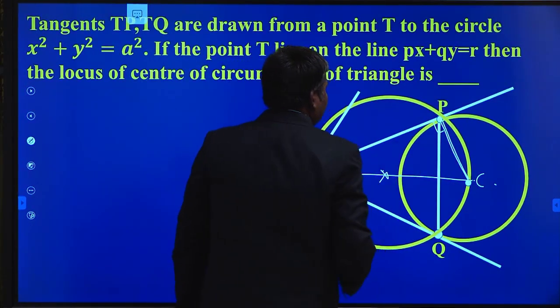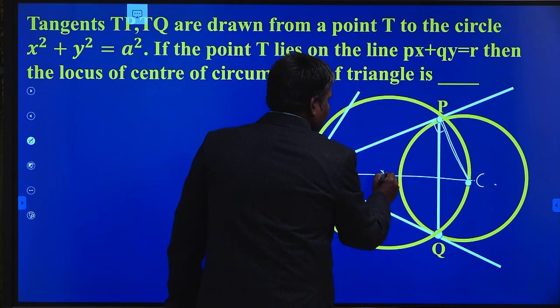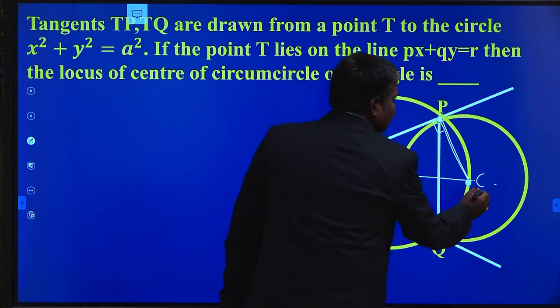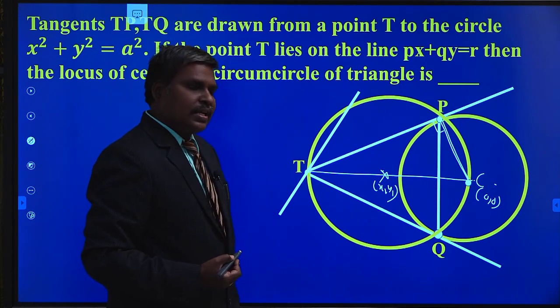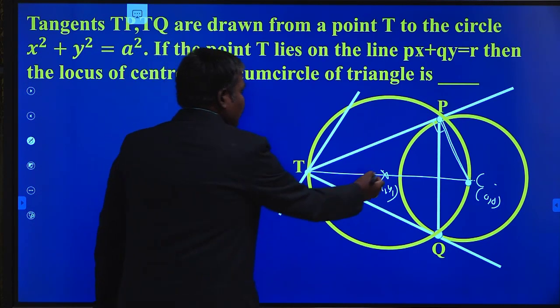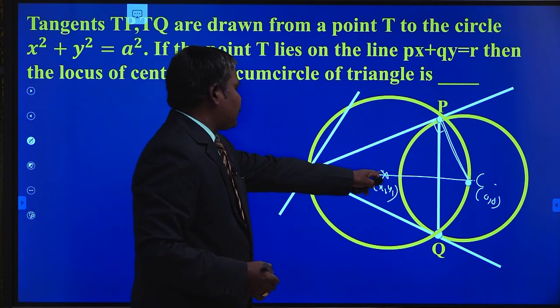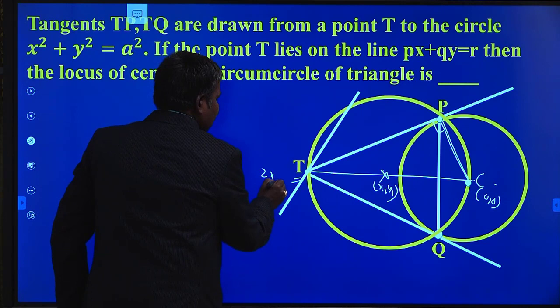So, this is the midpoint. What is my point? Suppose this is the locus point, say x1 comma y1. This is the center of the circumcircle. What is the center of the circle here? 0 comma 0. The center of the circle is 0 comma 0. This is my point x1 comma y1. Can I find T or not? Because this is the midpoint, therefore T is nothing but 2x1 minus 0, that is, 2x1 comma 2y1.